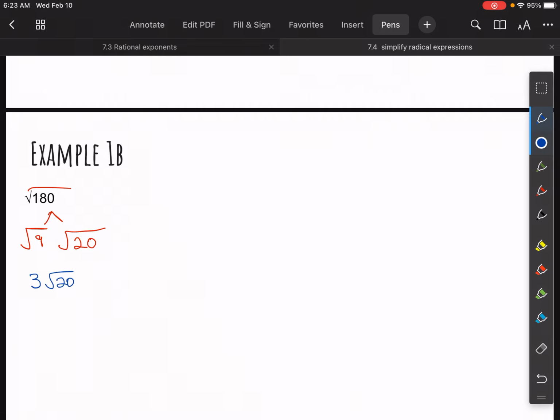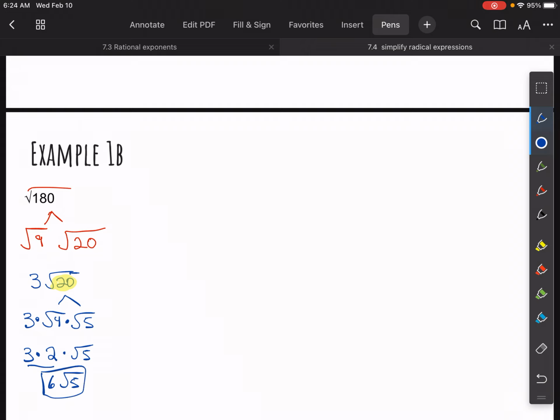Now, many people would be tempted to stop here, but you always have to look here. Do I have more perfect squares inside of that? And the answer to that is yes, I do. This can be written as the square root of 4, right? Because 4 is one of our perfect squares, times the square root of 5. So now I have 3 times the square root of 4 times the square root of 5. The square root of 4 can be simplified to 2. So now I have 3 times 2 times the square root of 5. 3 times 2 is just 6. So I have 6 root 5.